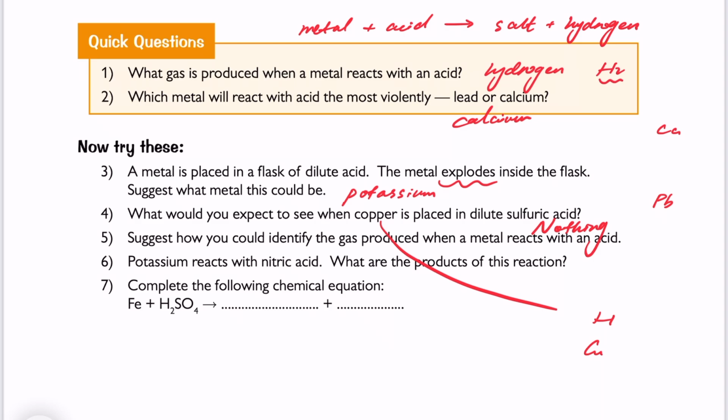And then let's move on to question 5. Suggest how you could identify the gas produced when metal reacts with acid. Well, question 5 goes back to the hydrogen gas produced. And they are asking us how do we identify hydrogen gas. This is related to the gas test.